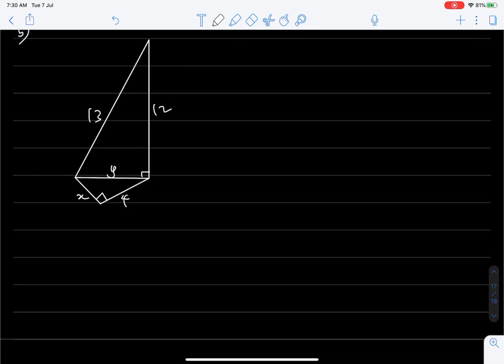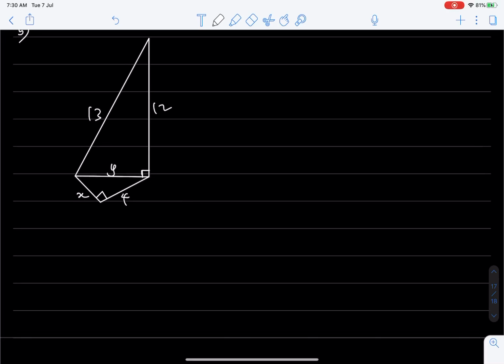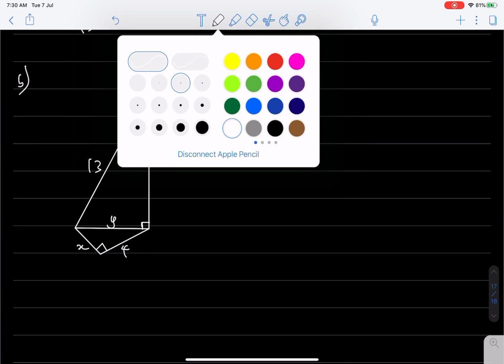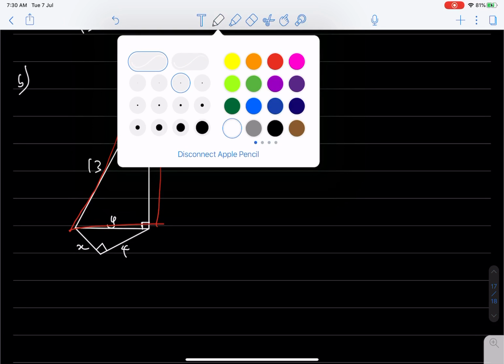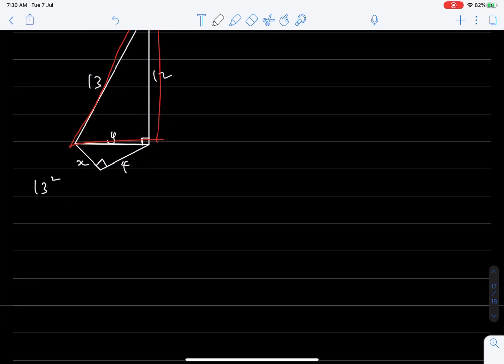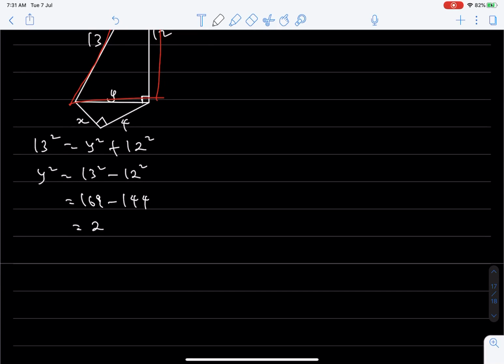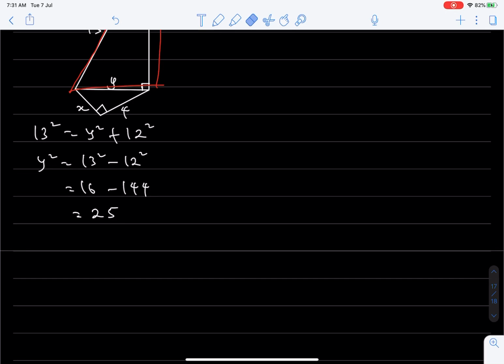This is a right angle triangle. Now, in this right angle triangle, this one, with sides y, 12, and 13, 13 is the hypotenuse, so I'm going to say 13 squared is equal to y squared plus 12 squared. And that simply means y squared equals 13 squared minus 12 squared, which is 169 minus 144. And that is 25. So y squared is 25.